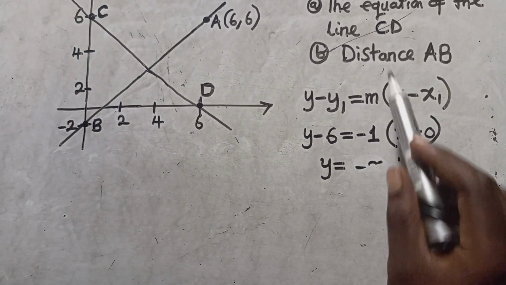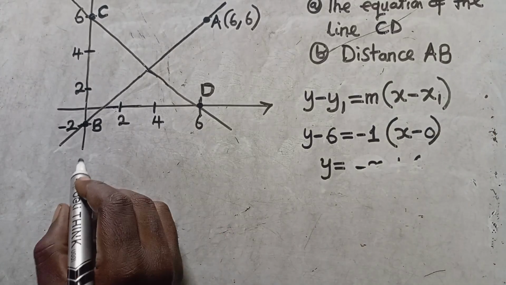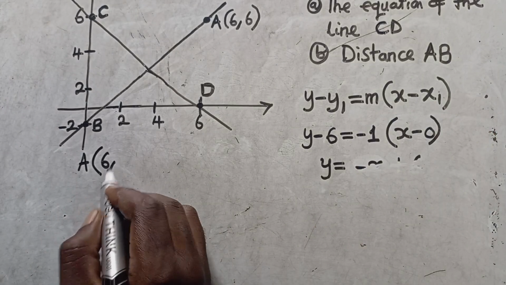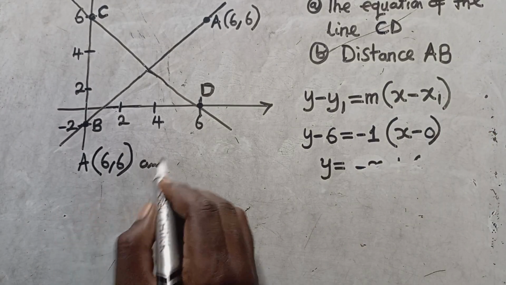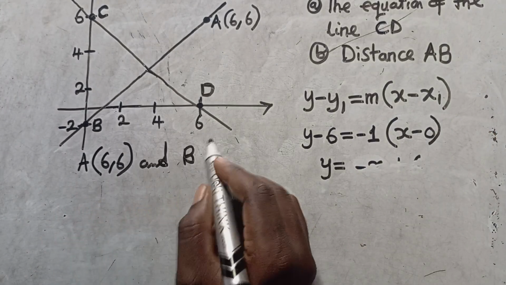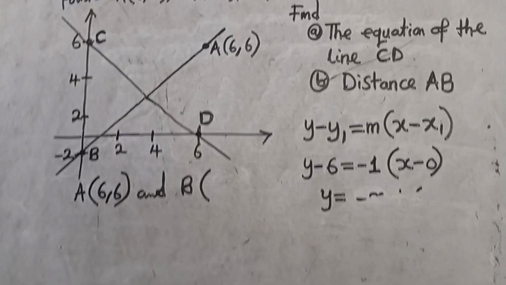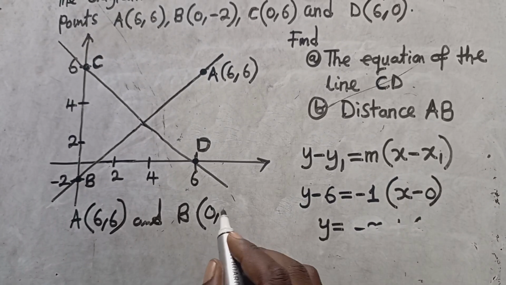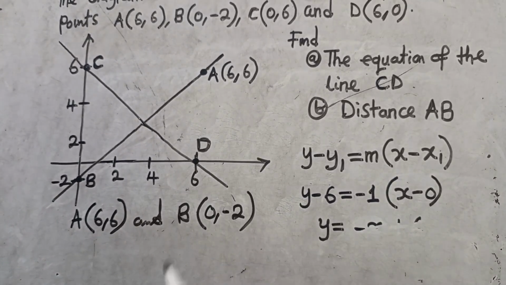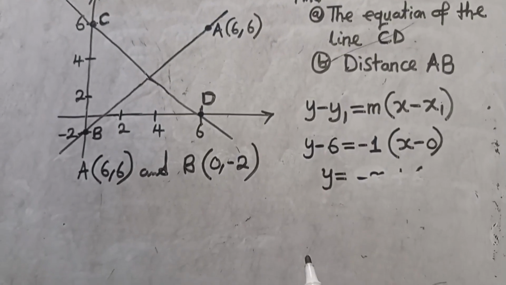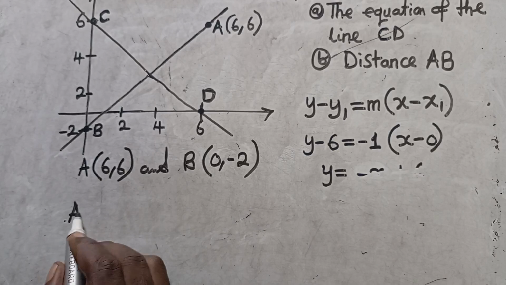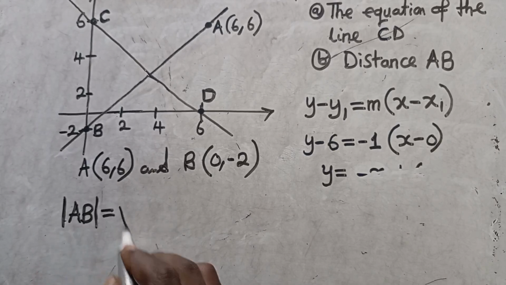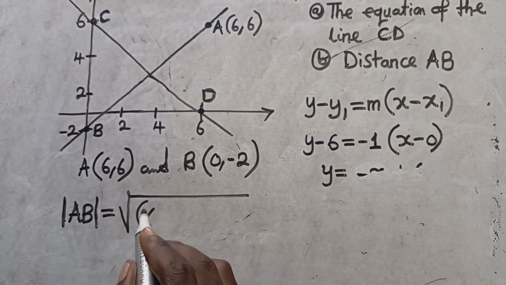So I find the distance AB. How can we find distance AB? What is our A? Point A, that is 6,6. And what is B? I'm just given B on top there, so no need of stressing. Then I say, okay, what is the formula? This is the same as AB, I can put the modulus like this, which is equal to, the formula is what?